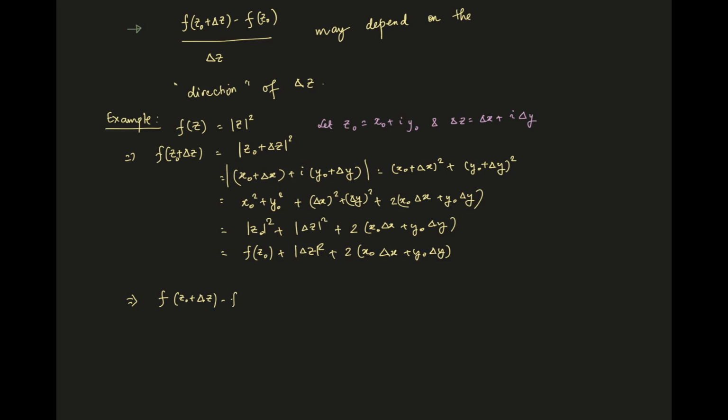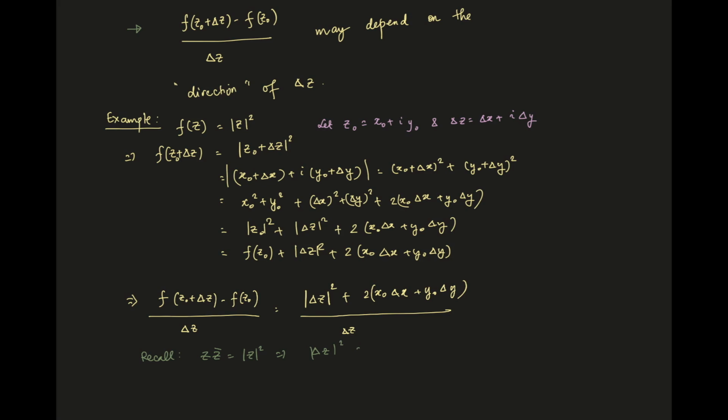So therefore, the derivative quotient, f of z0 plus delta z minus f of z0 over delta z, is equal to simply modulus of delta z squared plus twice x0 delta x plus y0 delta y, divided by delta z. Now we are going to simplify this further by using the fact that z times z bar is equal to modulus z squared.